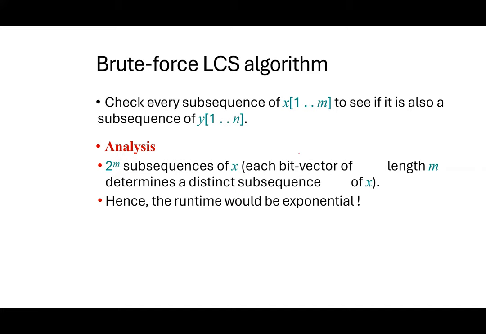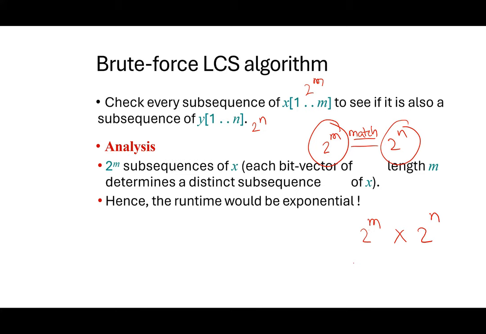So I can create 2 to the power m sequences here and 2 to the power n sequences here. And then match between these 2 to the power m and 2 to the power n sequences. Now you see that creating the sequences itself is exponential, right? And then we match these 2 to the power m sequences against these 2 to the power n sequences. How many matches do we have to do? There are 2 to the power m times 2 to the power n matches, right?